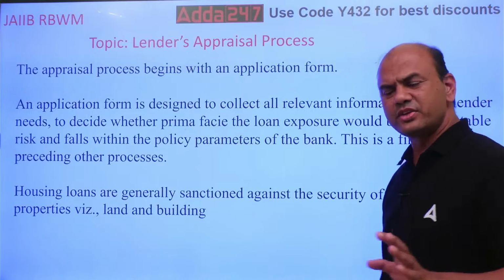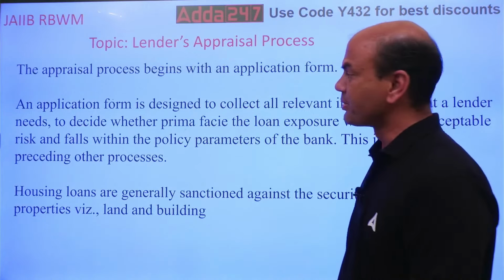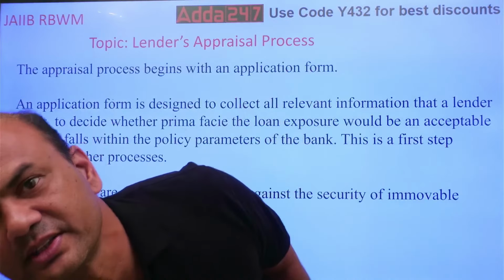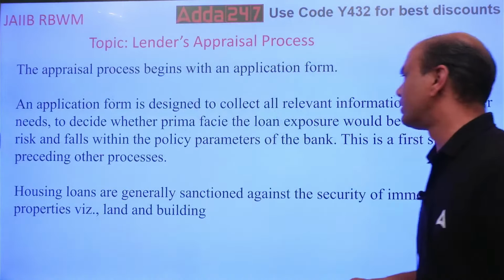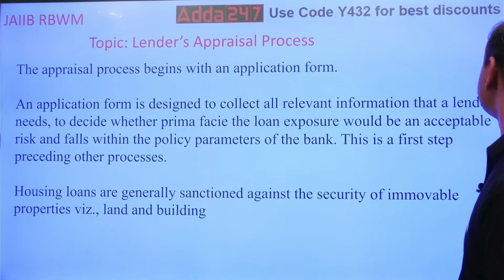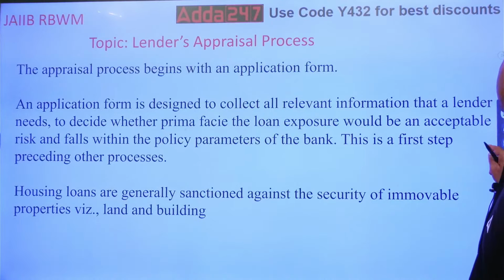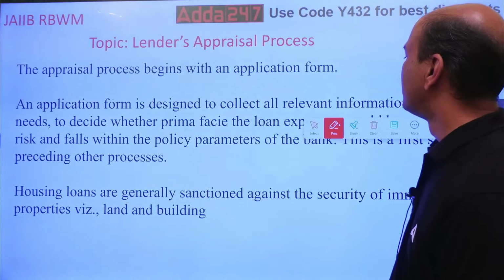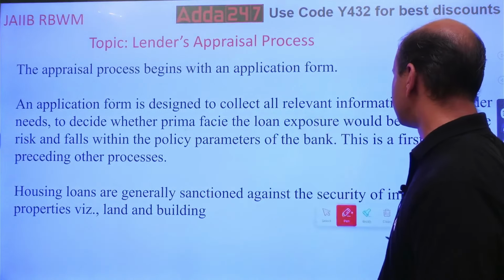Break the sentence one by one. Okay? In sub parts, we will be breaking it. So, the first part, what it says is, this application form is designed to collect relevant information. What are the relevant information you need? Okay, relevant means what? What do you mean by this word relevant information?